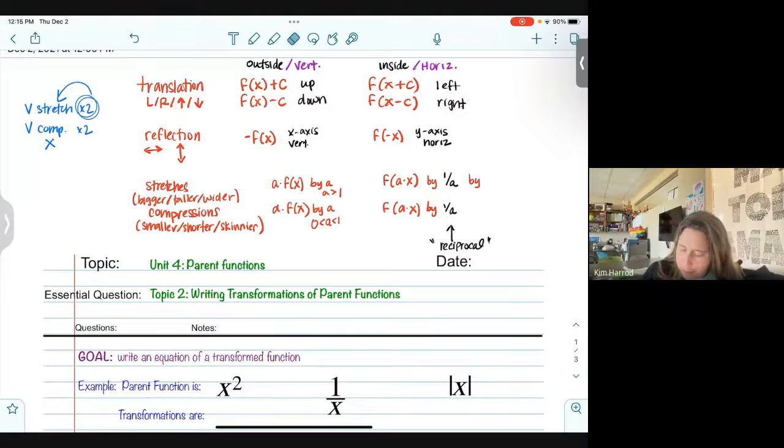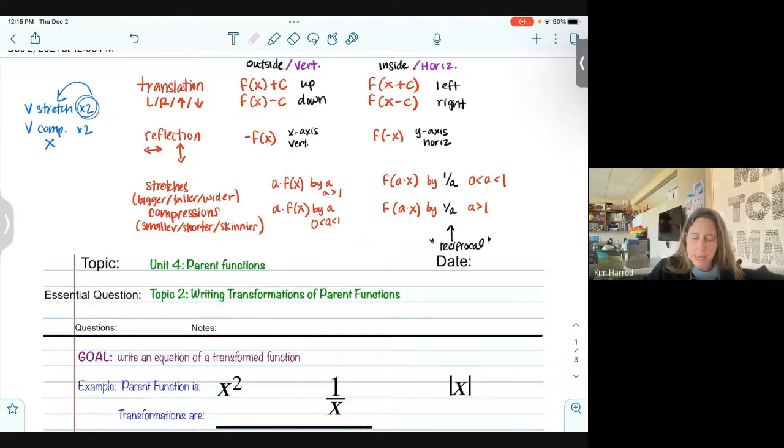Okay, and then I'm going to switch this part because we're taking the reciprocal. I don't need to write by again. I apologize. Since we're taking the reciprocal, the stretches happen when A is between 0 and 1, and the compressions happen when A is greater than 1.